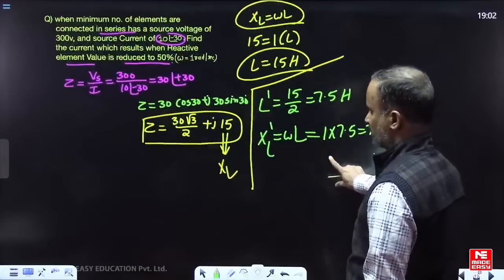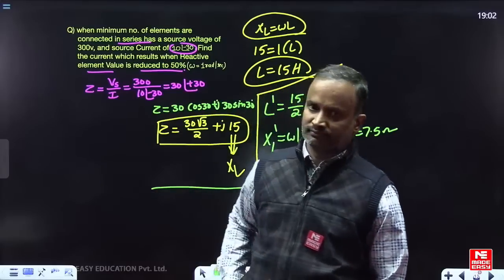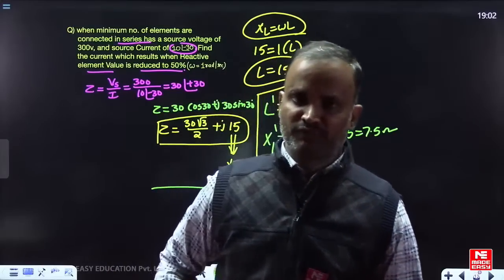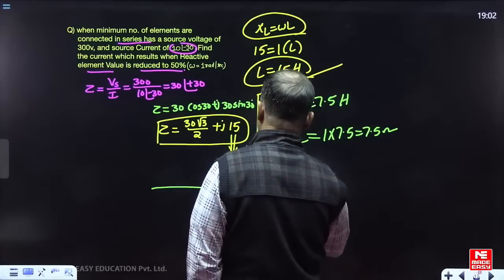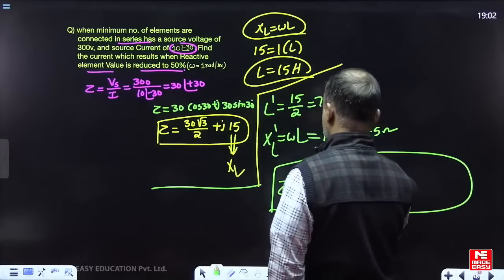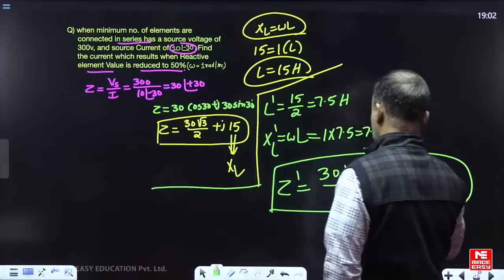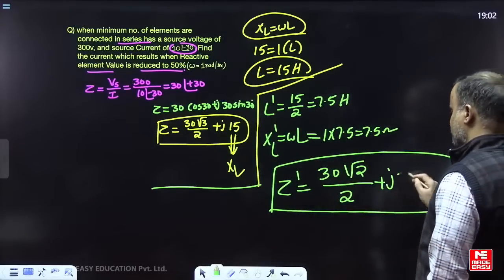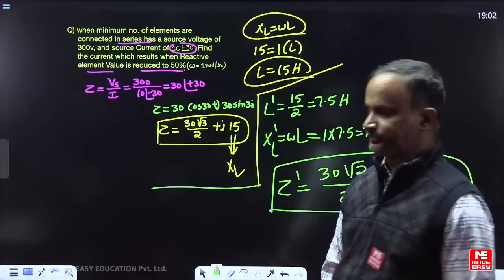Now the new reactance is known and the resistance value will not change. Regarding resistance, no comment is given in the question. That means resistance remains the same. We are modifying only the reactive element. That means the new impedance has the real value the same as the previous one. Resistance is the same. What about the new reactance? 7.5. From this one, can you find the impedance magnitude?